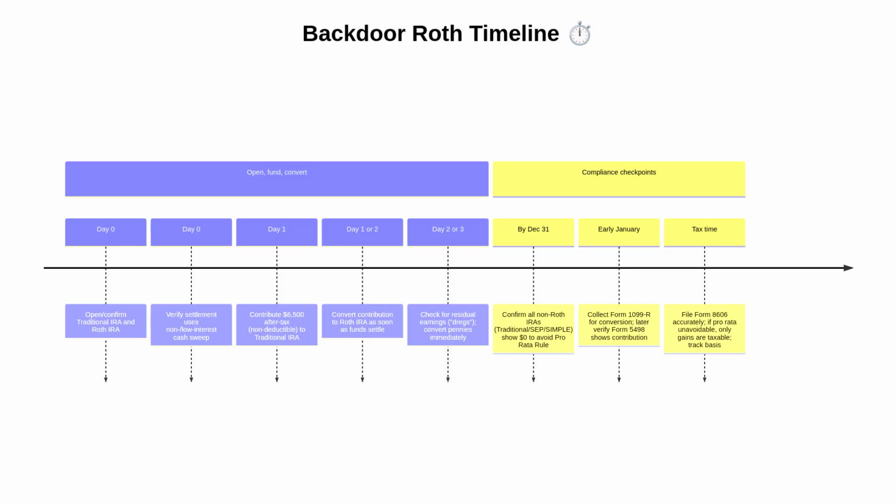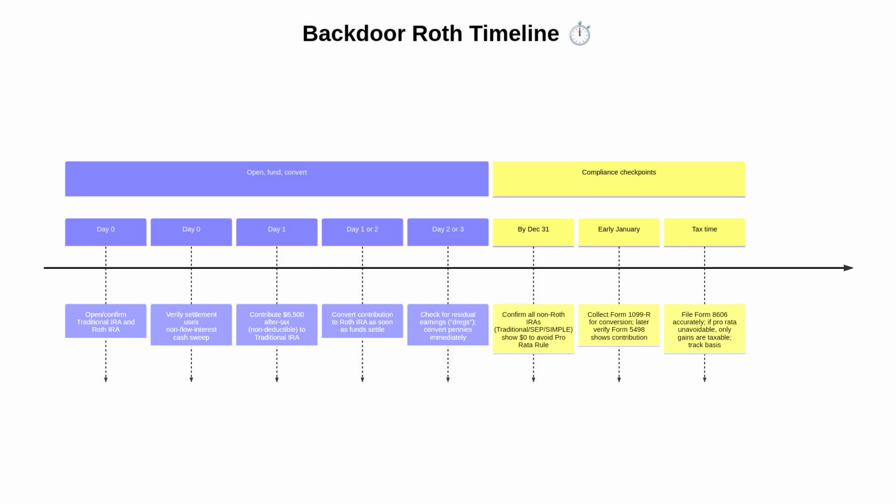Before December 31st, confirm that all non-Roth IRAs have a zero balance. Early in the new year, you'll receive tax forms, including the 1099-R for the conversion, and later the 5498 showing the prior year contribution. At tax time, file Form 8606 correctly to track basis.